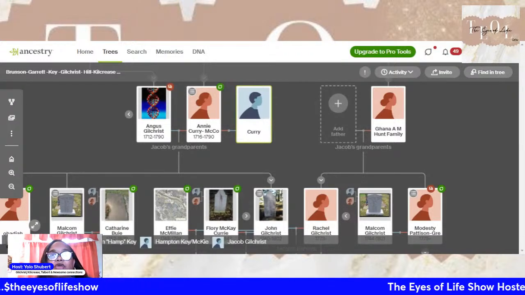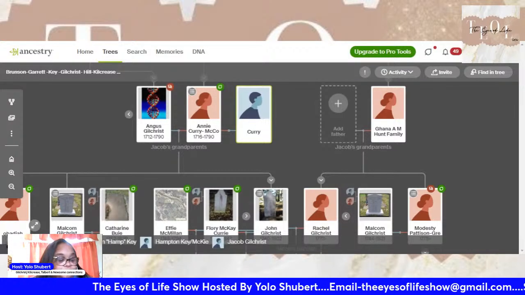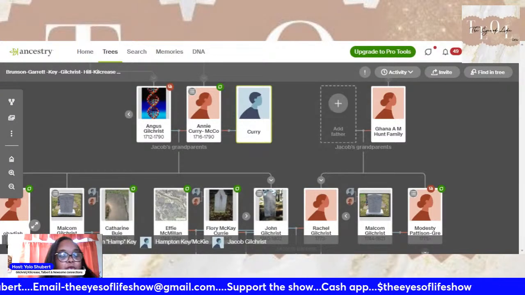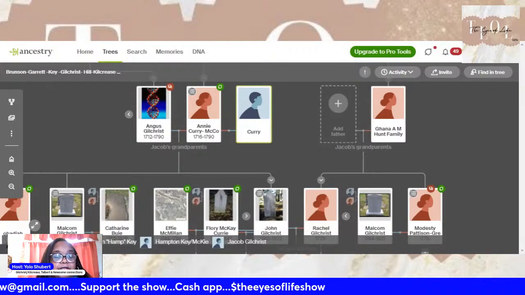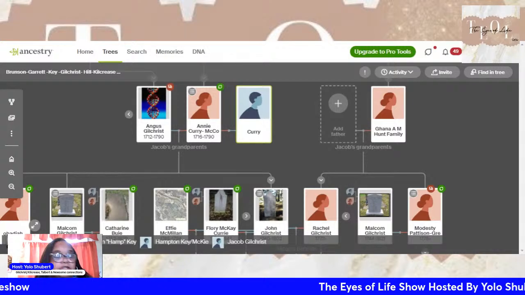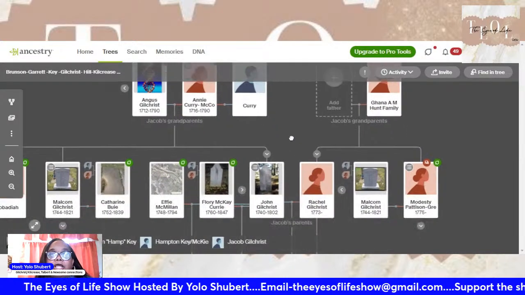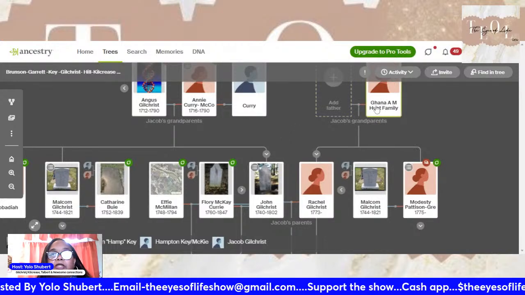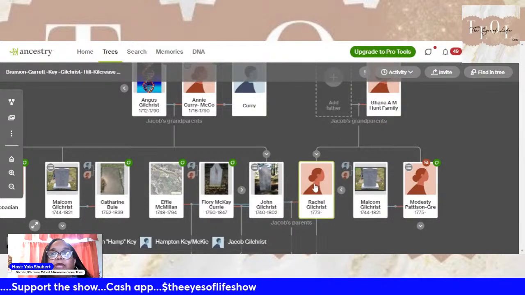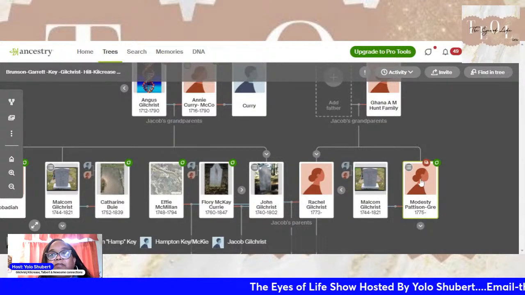So I want to start with our ancestor, Rachel. Rachel is one of our ancestors that was owned by the Gilchrist family. Rachel is also the daughter to a Ghana woman who came here as a slave from Ghana. So you can see here's her mama. We don't know what her name is as of right now, but I am working on it. And here's Rachel. Rachel also has a sibling by the name of Majesty.